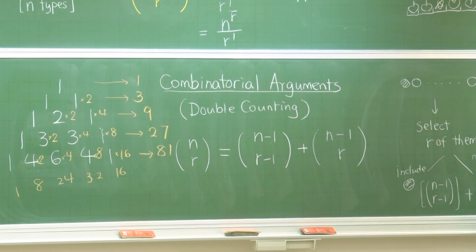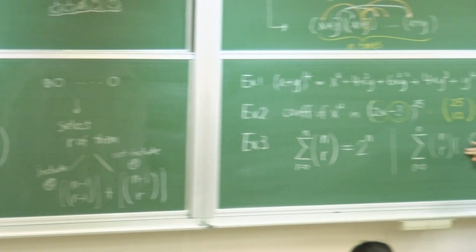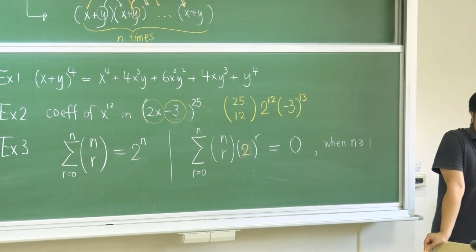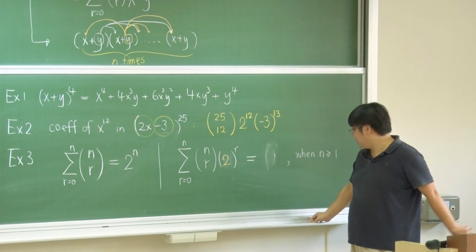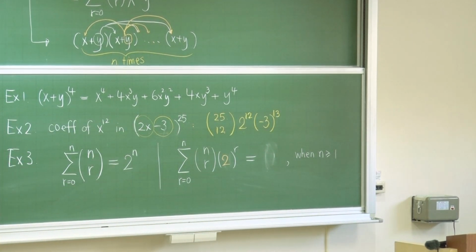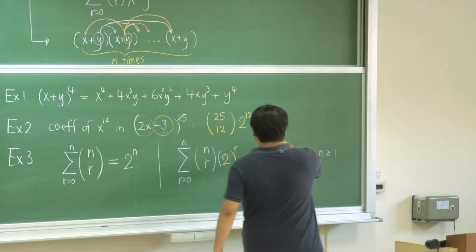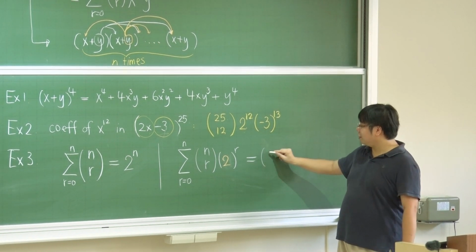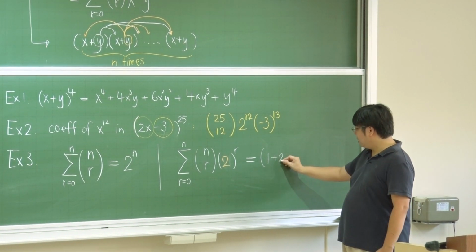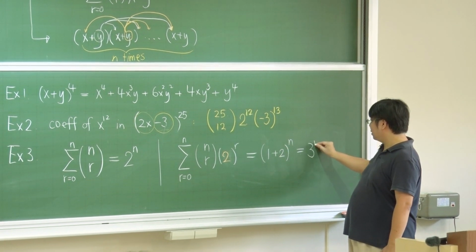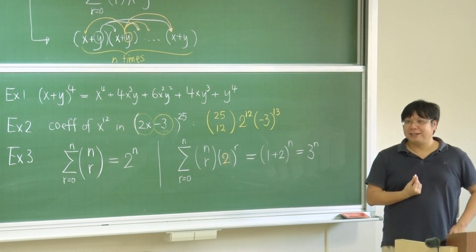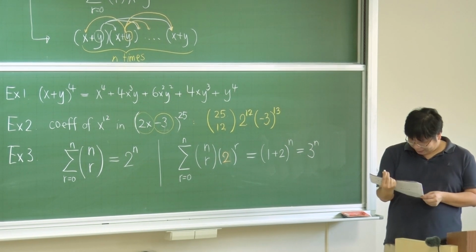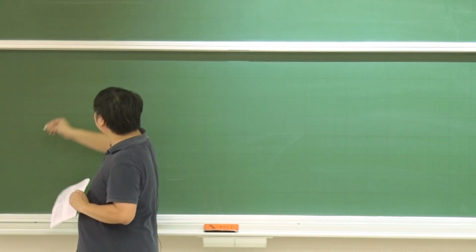So how do we get it? We're asking, instead of having minus 1, we multiply this with 2 to the power r. Is that okay? Using the binomial theorem, it is equal to 1 plus 2 to the power n. So it is equal to 3 to the power n. Is that okay? That's it. So once you have the binomial theorem, a lot of strange things, you can prove it to be correct. The next one is called Vandermonde's identity.